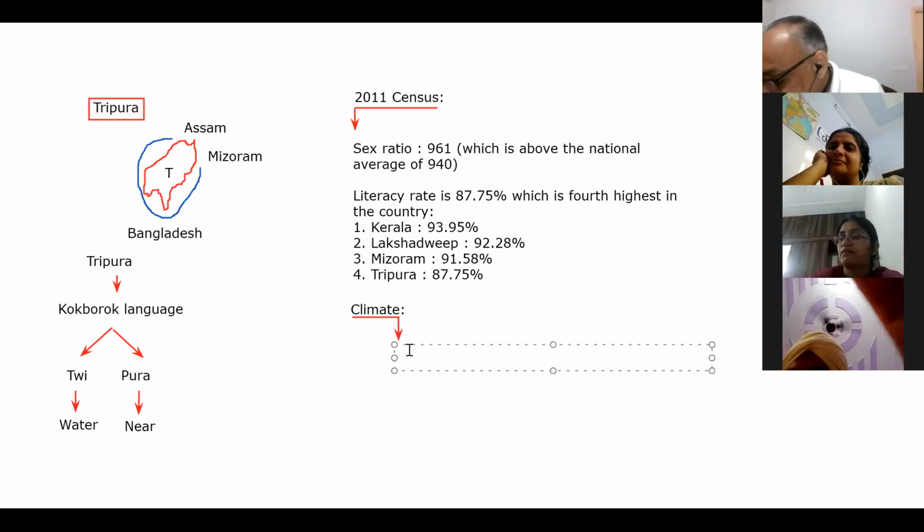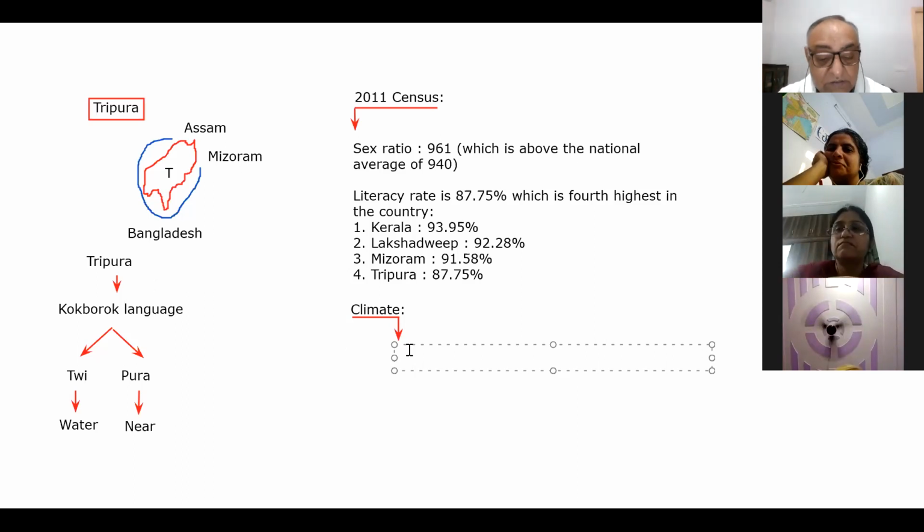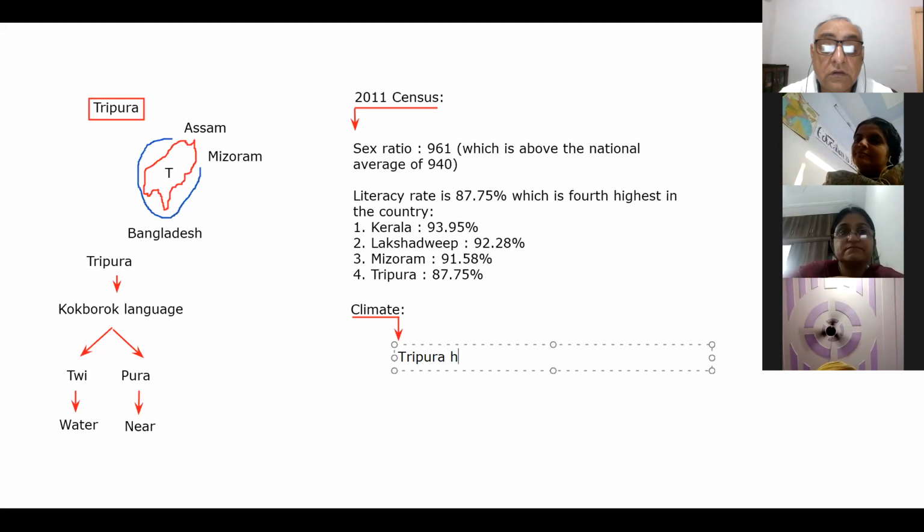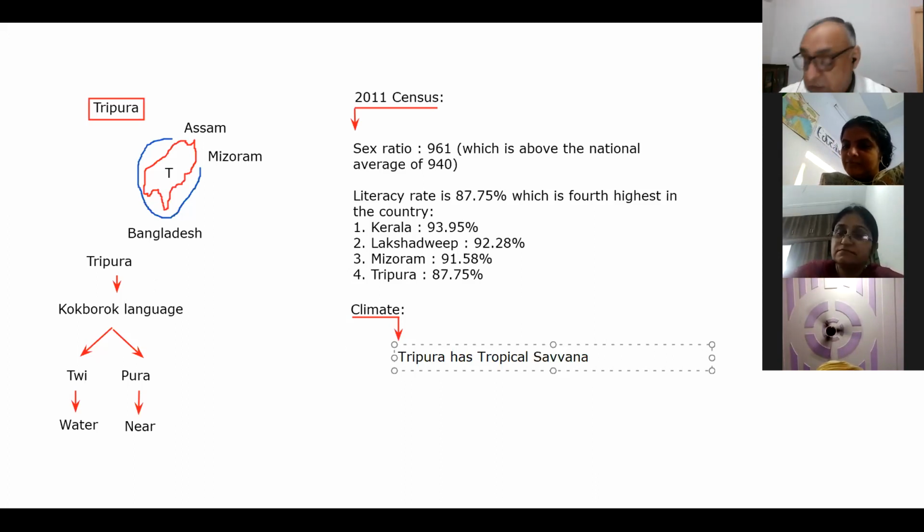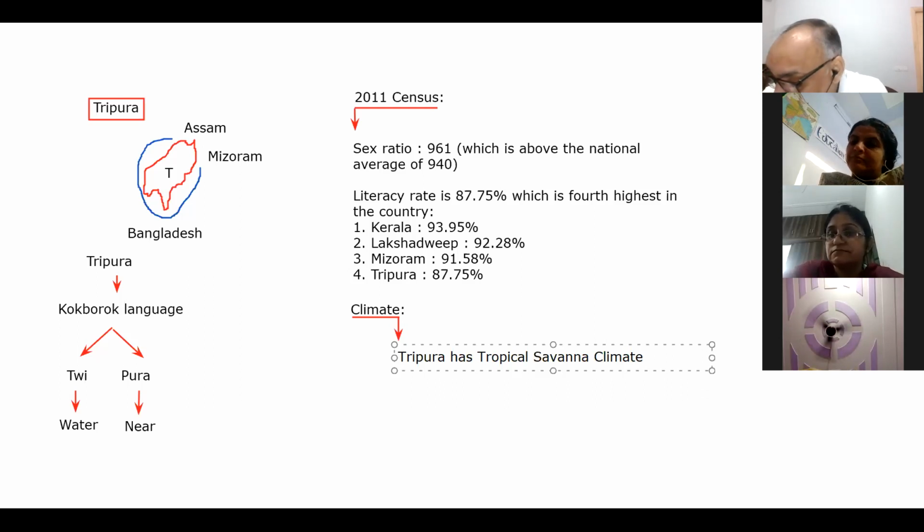So as far as the climate is concerned, beta, Tripura has, we can say, tropical savanna climate, right? Tropical savanna climate is there in Tripura, right? So tropical savanna climate.